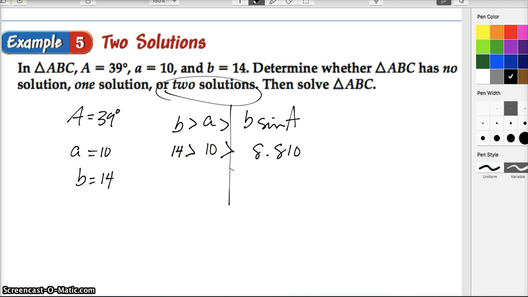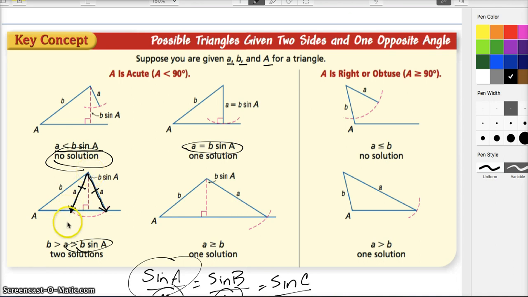And so that is a specific category according to our chart that lets us know that we could have two different things going on. And what are those two different things? Well, those two different things really mean that this length of A could be opened out this way or opened out this way, meaning angle B can be obtuse or acute. And that's the little thing that we need to work on and check with.